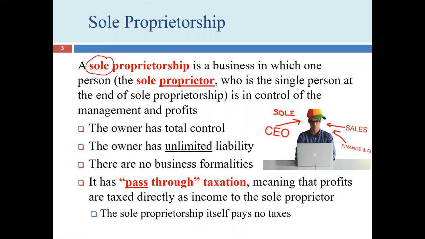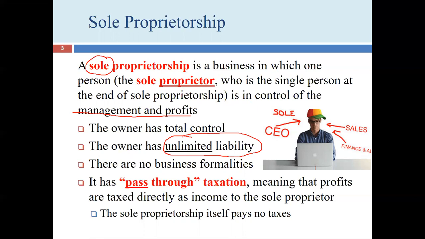So we've talked about how there is a single owner, but there's lots of business structures that allow for there to be a single owner. That's not especially distinctive with respect to a sole proprietorship. What's distinctive about it is that the single owner has complete control over the management and profits, but that makes sense given the fact that he or she is a sole proprietor, the only person who owns the business. But the aspects that make it distinctive from other formats are that the owner has unlimited personal liability.